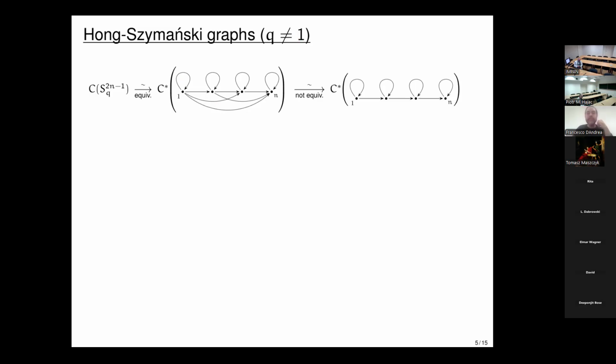In the same paper, they show that there is another isomorphism, but now not a U1 equivariant one, with the graph C*-algebra of a simpler graph. You have still n vertices, still a loop at every vertex, but for every vertex, you have only one arrow going to the right, to the next vertex. So this is a kind of line graph plus loops.